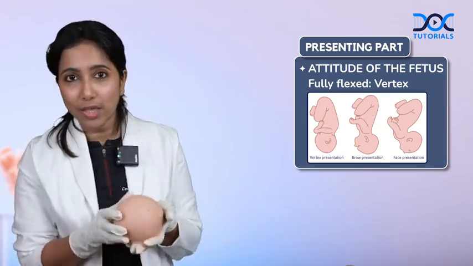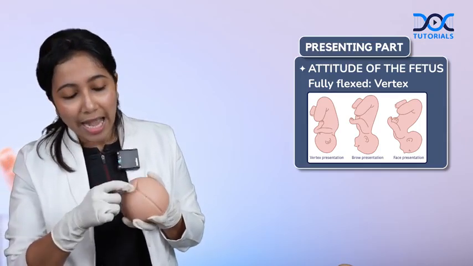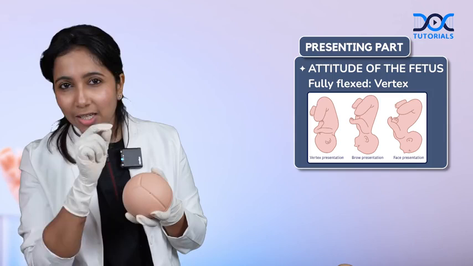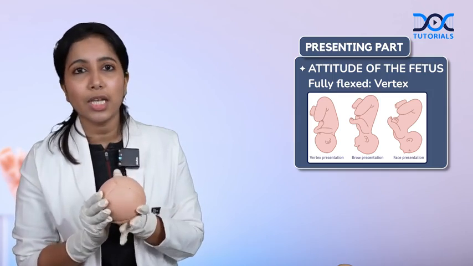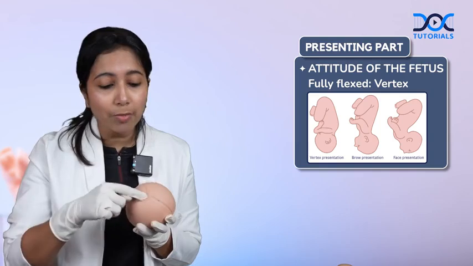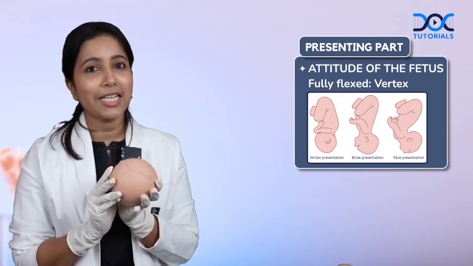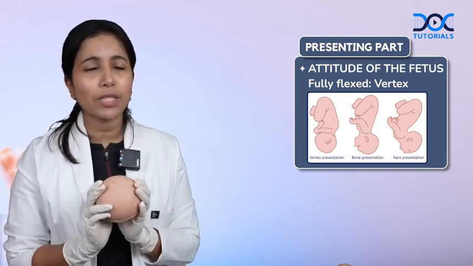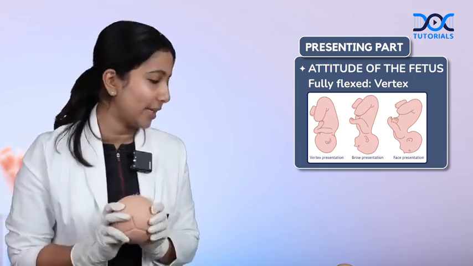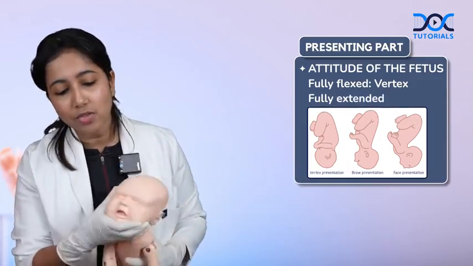In the vertex, you are going to see this lambdoid suture, and in between you have a triangular shaped small fontanel, which is known as the posterior fontanel. If you can feel this lambdoid suture and this posterior fontanel, you are basically dealing with a vertex presentation. This happens when the baby's head is fully flexed. Now, what will happen if the baby's head is fully extended?